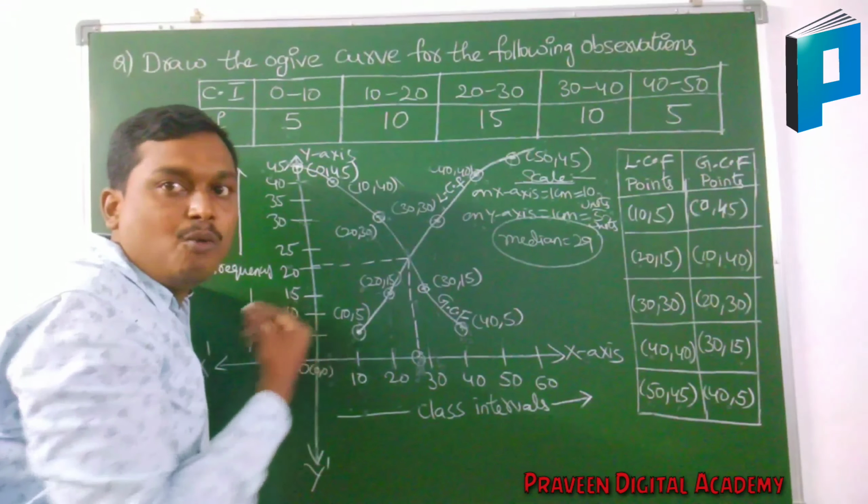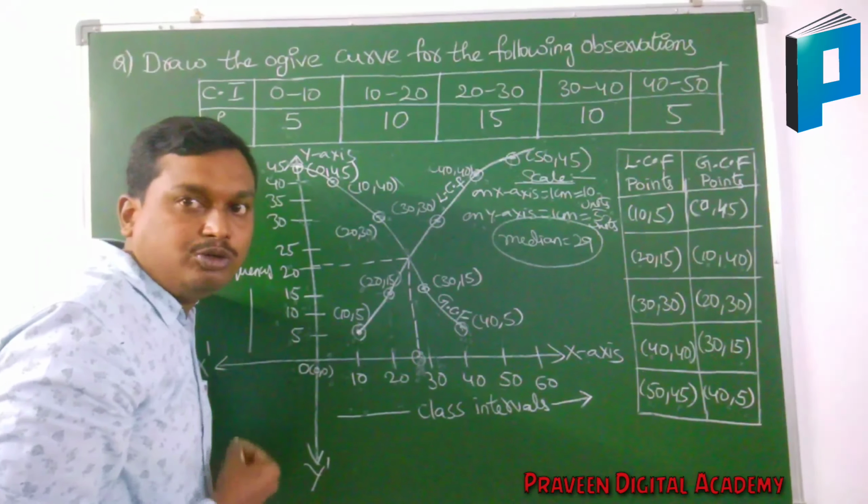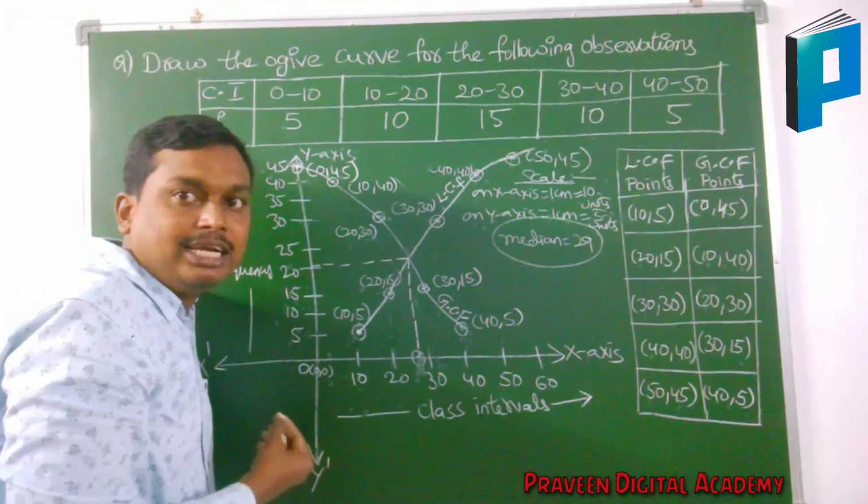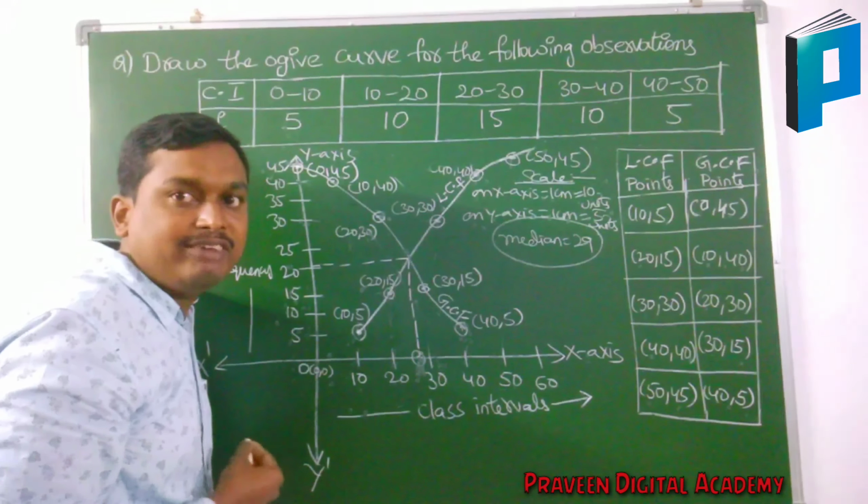This is the way we find the ogive curve for less than and greater than cumulative frequencies in one graph.